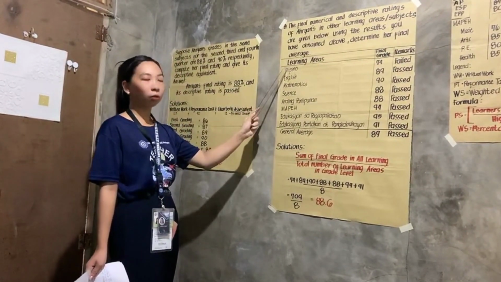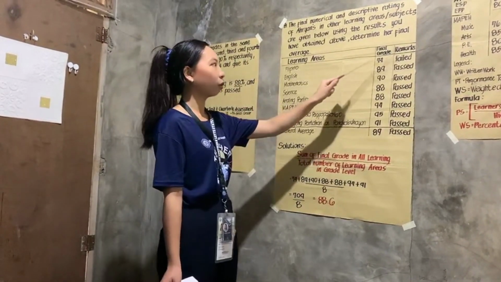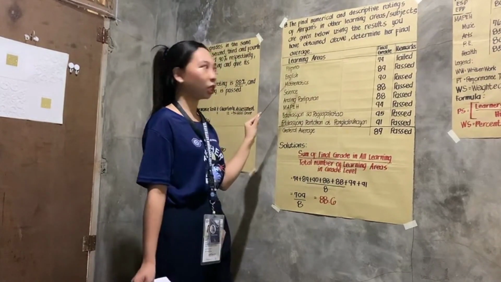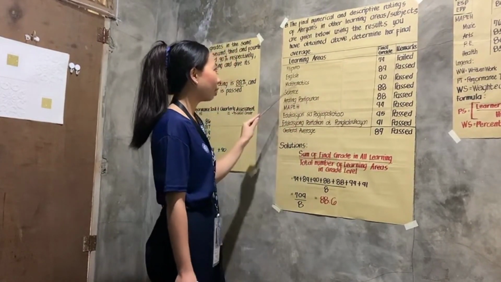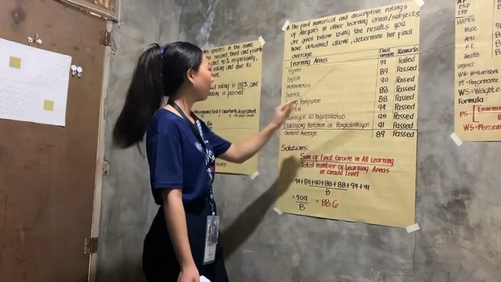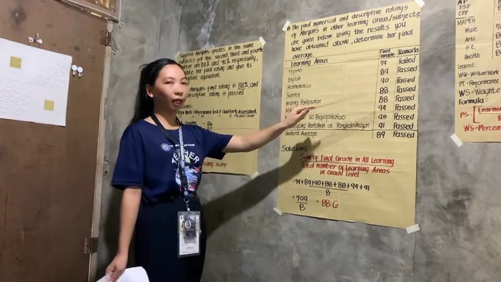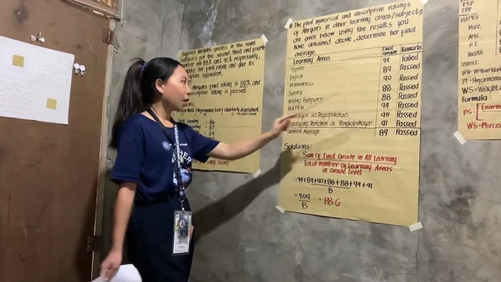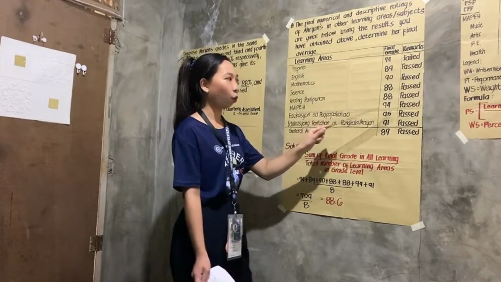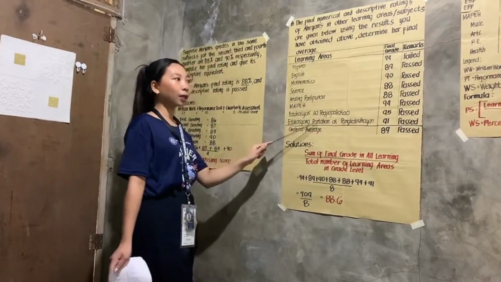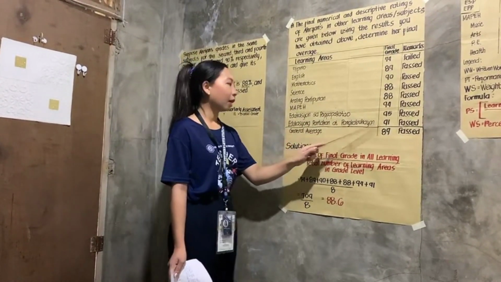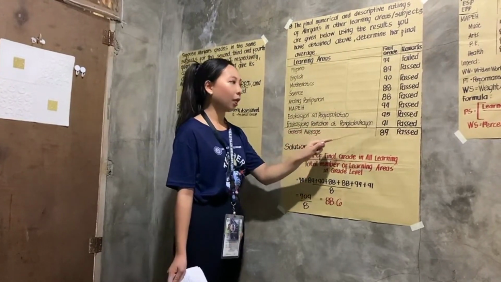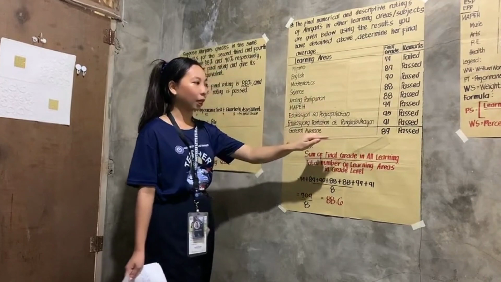In Filipino, Aryan got the final grade of 74. In English, she got 89. In Mathematics, she got 90. In Science, she got 88. In Araling Panlipunan, she got 88. In MAPE, she got 94. In Edukasyon sa Pagpapakatao, she got 95. In Edukasyong Pantahanan at Pangkabuhayan, she got 91. And the final grade is 89.